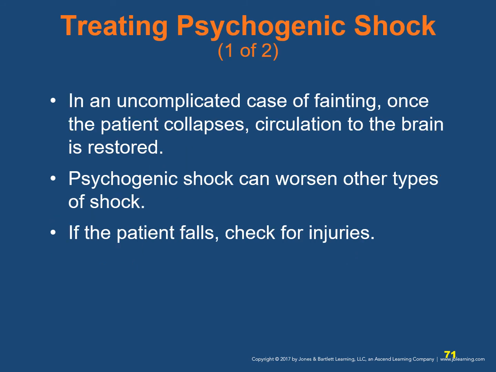Treating psychogenic shock. In an uncomplicated case of fainting, once the patient collapses and becomes supine, circulation to the brain is restored, and with it a normal state of functioning. Psychogenic shock can worsen other types of shock. If it appears the patient fell as a result of psychogenic shock, check for injuries, especially in older patients.